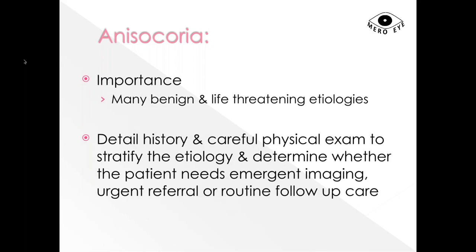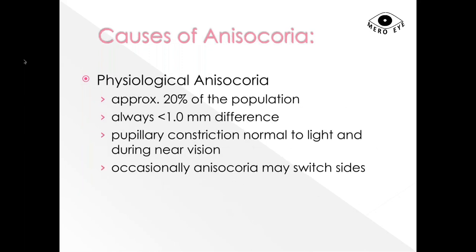So in any case of anisocoria, it is very important to get a detailed history and careful physical examination so that we can stratify the etiology and determine whether the patient needs emergent imaging or we can just follow up the patient routinely. As we discuss the cases, we'll be more clear about what we are talking about. When we talk about anisocoria, we talk about physiological anisocoria and pathological anisocoria.